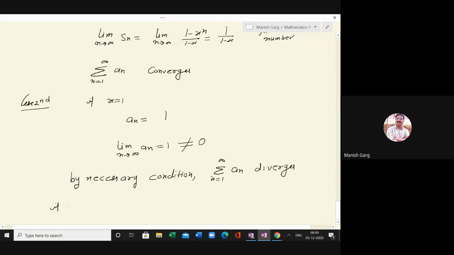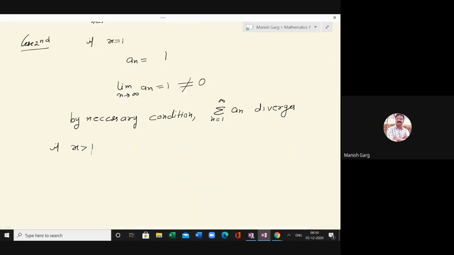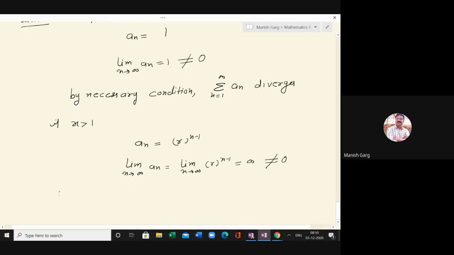Now, if x is greater than 1, again you check an. An will be x raised to power n minus 1. Limit n tends to infinity an, x is greater than 1, so it will be infinity. This is infinity, not equal to 0. Again by necessary condition.